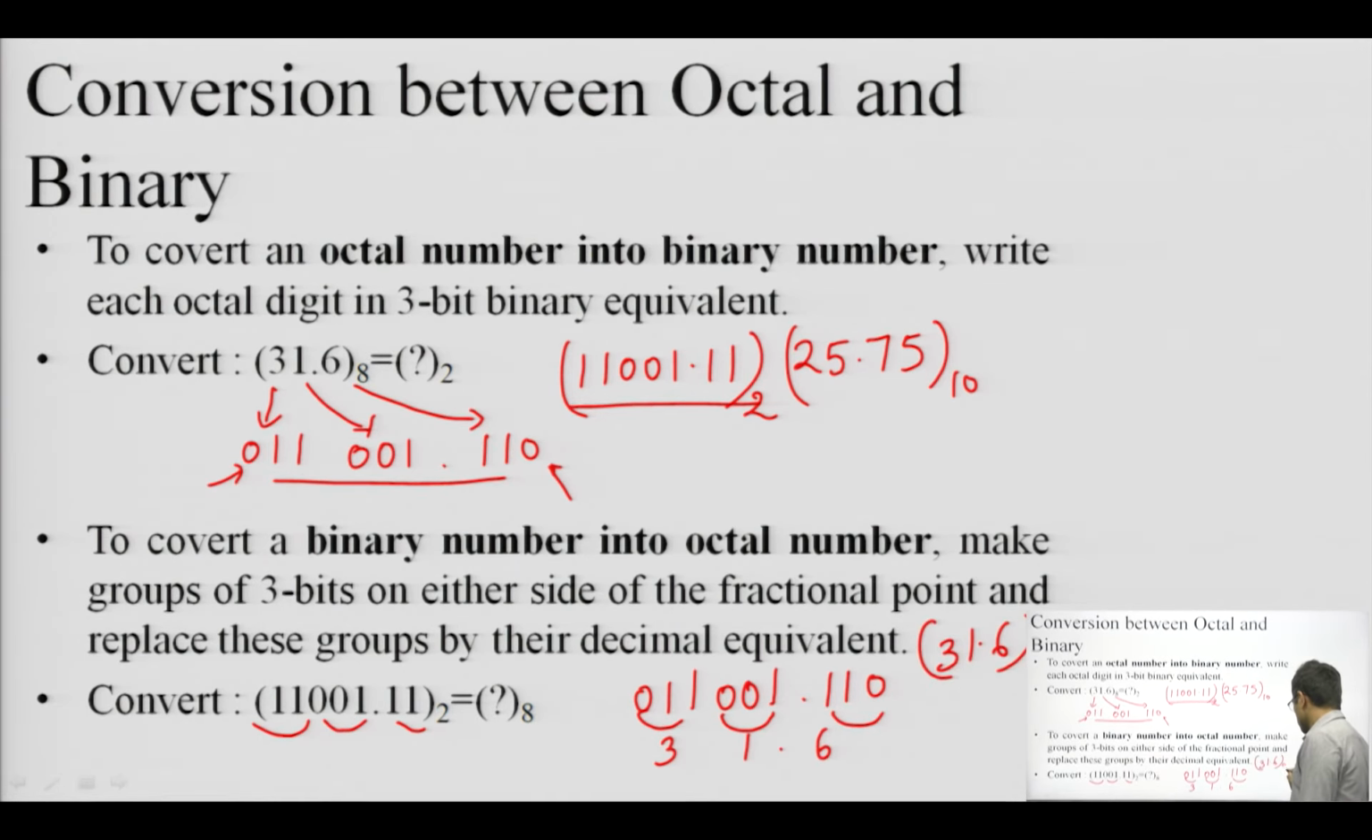31.6 in octal. So, in this way we can convert an octal number into a binary number and a binary number back to octal by using these 3-bit equivalents of these octal digits.